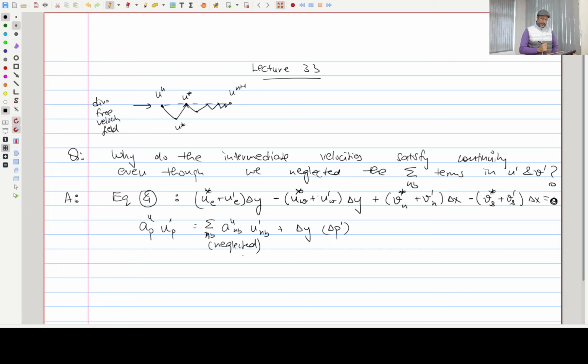We substituted expressions like this into equation number 4 to get an equation for P prime, and we solved the equation and we got P prime. We substituted back into this second expression and we got U prime and V prime, and then we added them to the U stars and V stars to get the divergence free velocity fields, not n plus 1, divergence free. N plus 1 is when you iterate again and again.